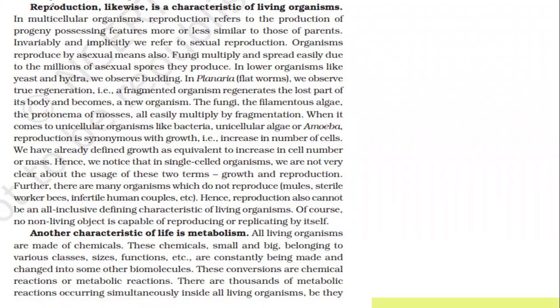Reproduction is a characteristic of living organisms. In multicellular organisms, reproduction refers to the production of progeny possessing features more or less similar to those of parents. Reproduction is of two types: sexual reproduction involving two parents, and asexual reproduction involving a single parent.